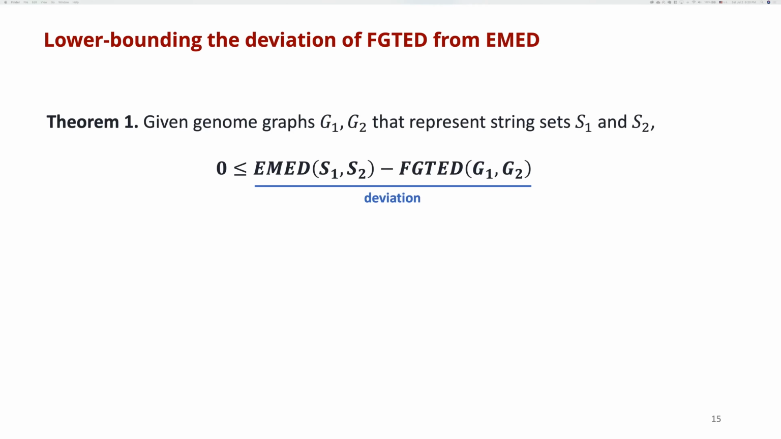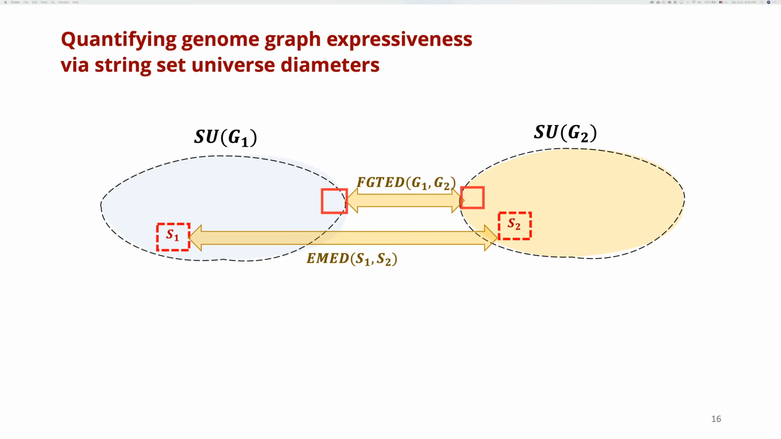In theorem 1, we show that given genome graphs G1 and G2 and the string sets from their string set universes, the difference between EMED and FGTED is always greater than or equal to 0. Here we define the deviation as EMED between the string sets minus FGTED between genome graphs. With the lower bound, we saw how useful the string set universe is when we want to compare the two distance metrics. We took a step further and properly quantified the genome graph expressiveness.